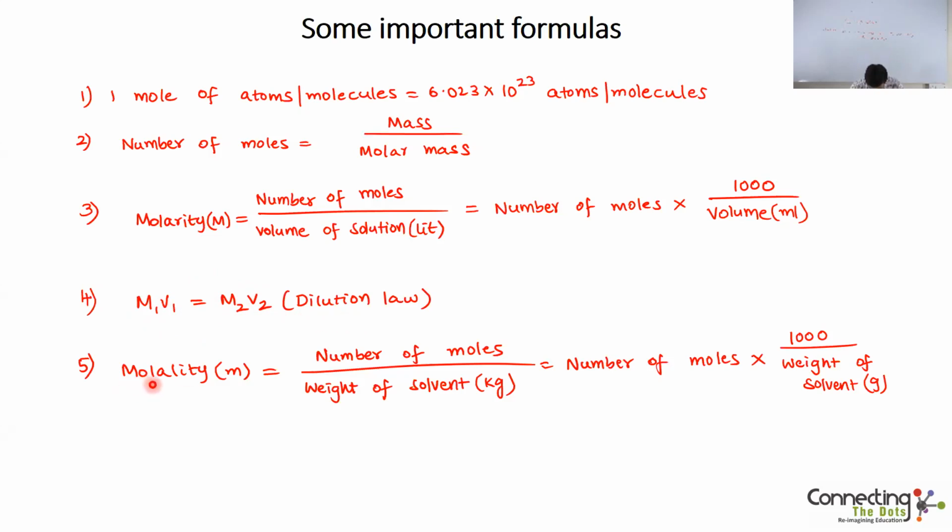And you also have molality. Molality is number of moles of solute by weight of solvent in kg. If you want to use the weight of the solvent in grams, it is number of moles multiplied by 1000 by weight of solvent in grams. So these are some of the important formulas which we should remember in this chapter.